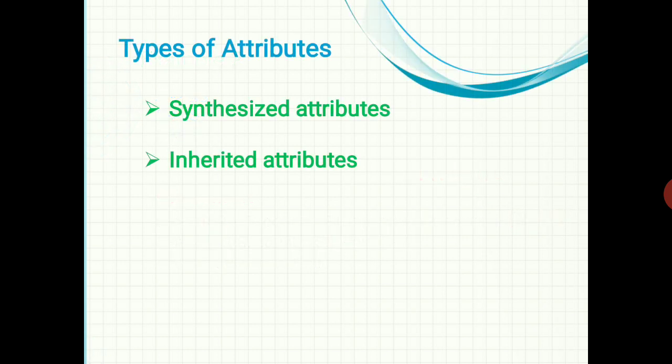Based on the way the attributes get their values, the attributes can be broadly classified into two groups, that is synthesized attributes and inherited attributes. Based on the value evaluation of their attributes, the attributes can be grouped into two groups. The first one is the synthesized attribute, and the second one is the inherited attribute.